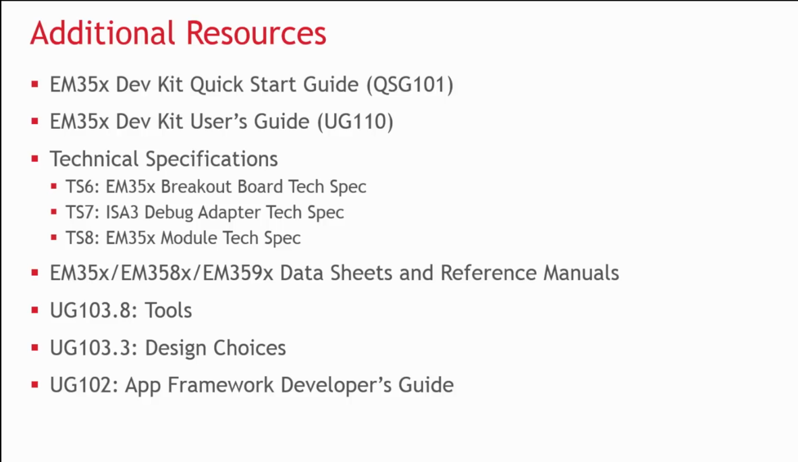You'll also want to take a look at Part 8 of our Application Development Fundamentals Guide, UG103, which talks about the software tools available as part of the EM35x development process. If you're ready to start thinking seriously about application development, check out UG103 Part 3, which discusses design choices for software developers, and UG102, the Application Framework Developer's Guide, which discusses how to use our AppBuilder tool to set up our Ember application framework for use in building ZigBee and RF4CE-based applications.